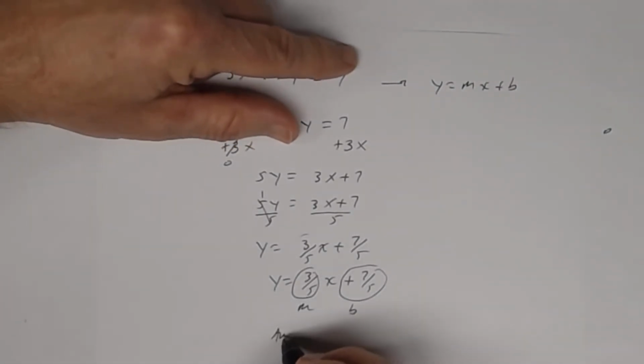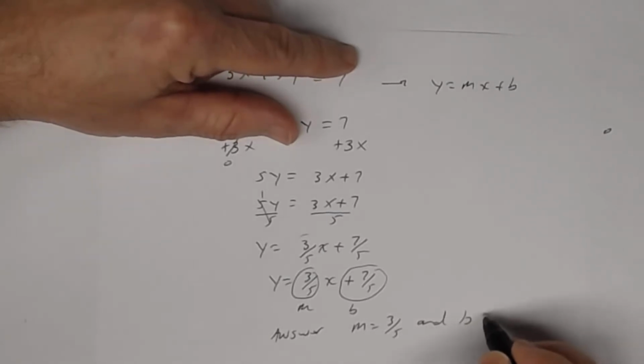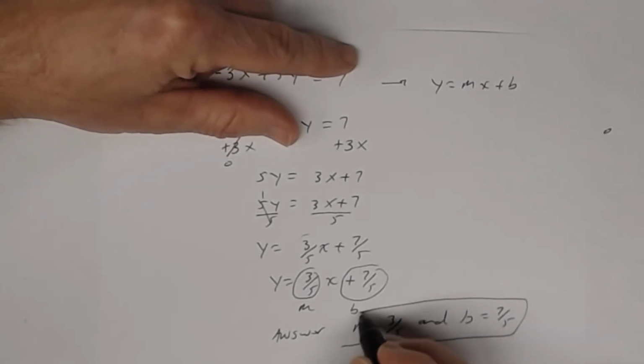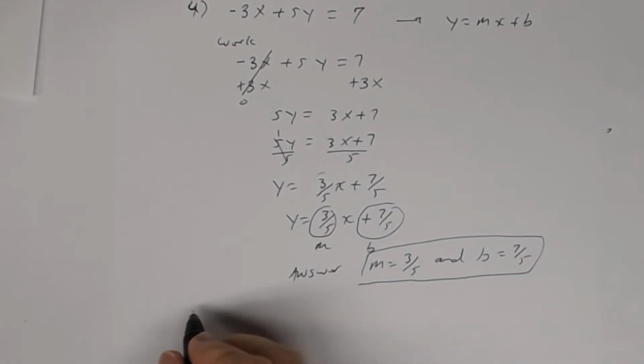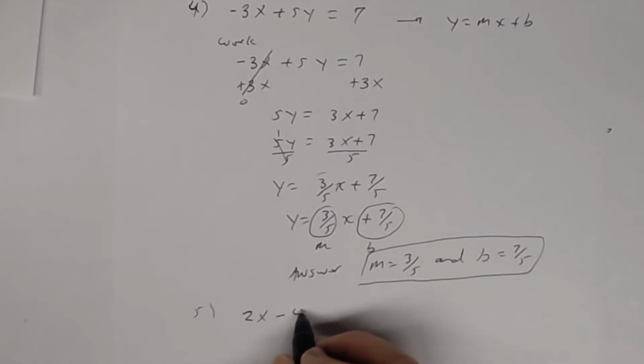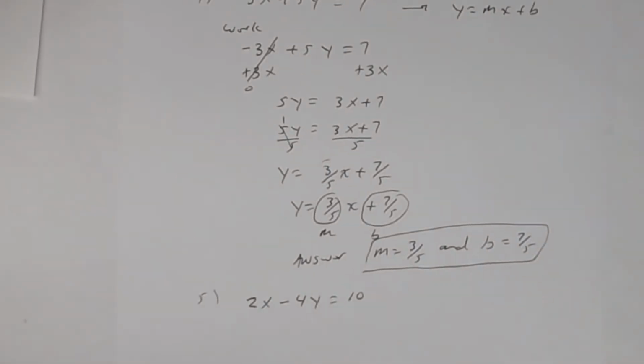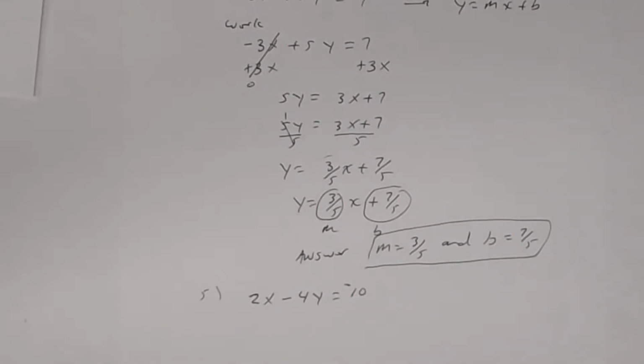So the answer: you're going to say the slope is 3/5, and the y-intercept, where the graph crosses the y-axis, will be a positive 7/5. Okay? All right, let's look at number 5. So number 5, let's suppose we had 2x minus 4y equals, let's make it negative 10. So 2x minus 4y equals negative 10.